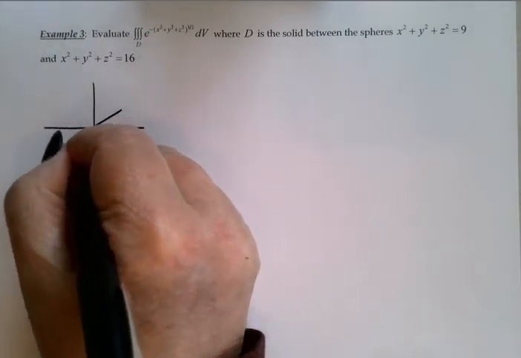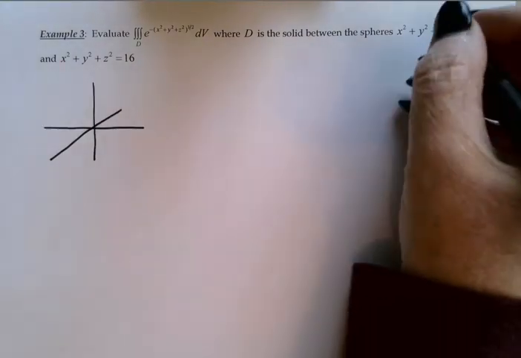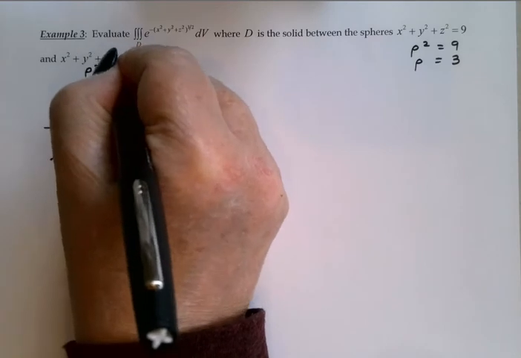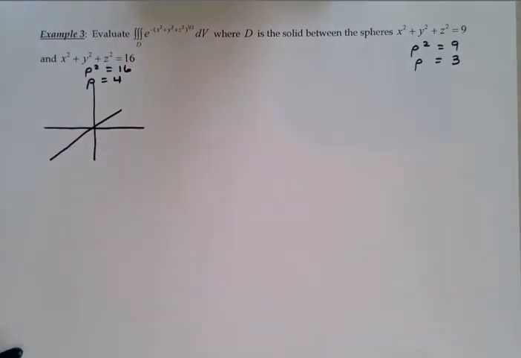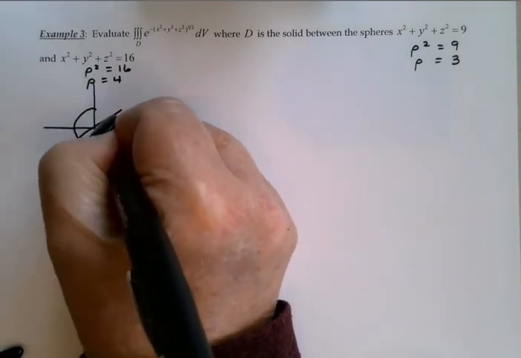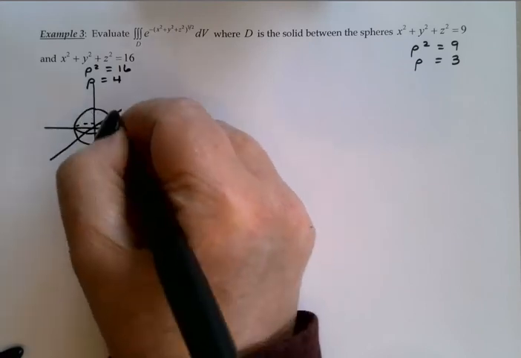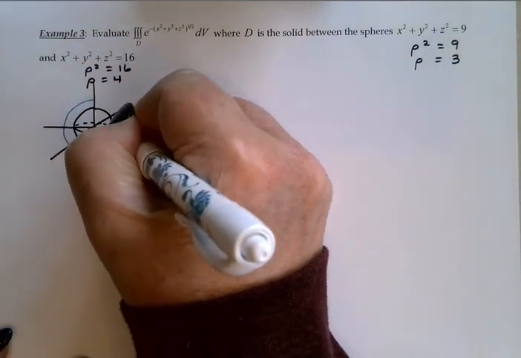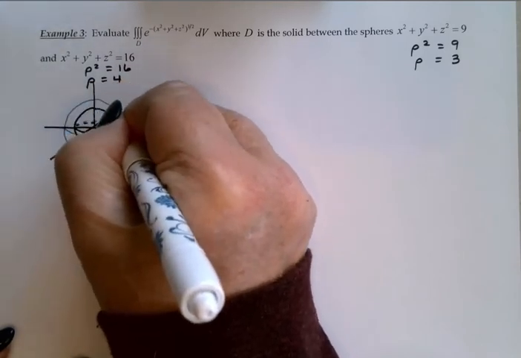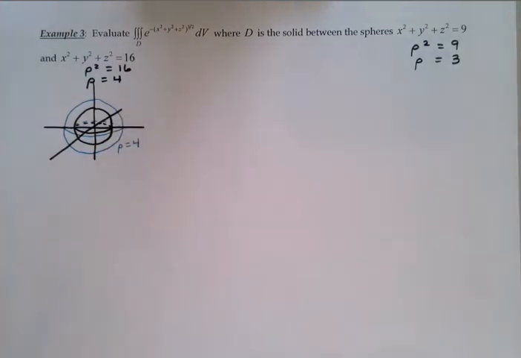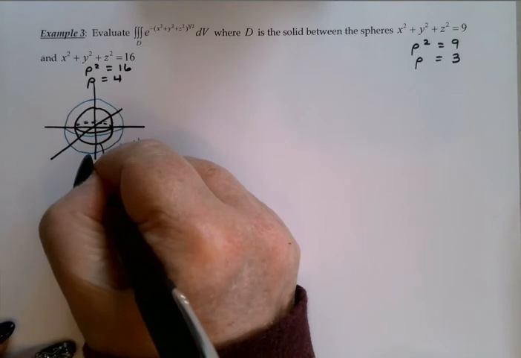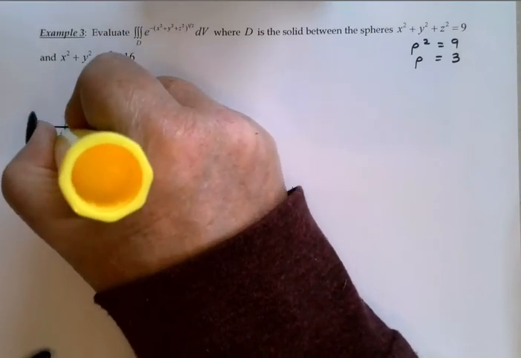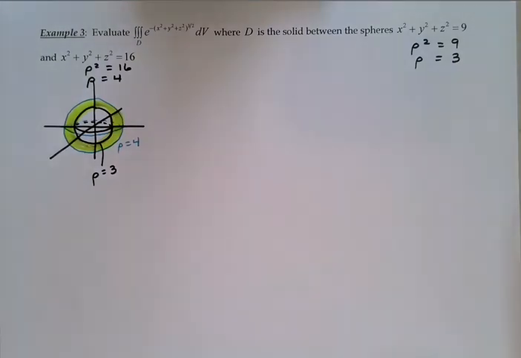First of all, my region, the solid that I'm integrating over. This would be the sphere rho squared equals 9, or rho equals 3. And this one would be rho squared equals 16, or rho equals 4. So we are between rho equals 3 and rho equals 4. I can't draw the whole solid because I'll just end up coloring over the whole thing, but basically we've got this three-dimensional shell. It's like a ball with a smaller ball cut out of the inside of it.